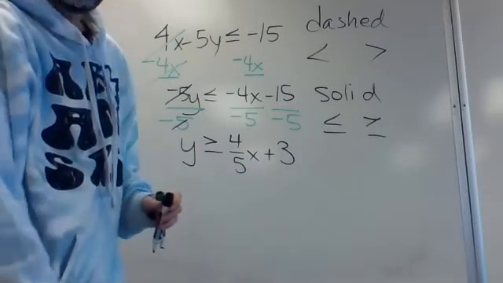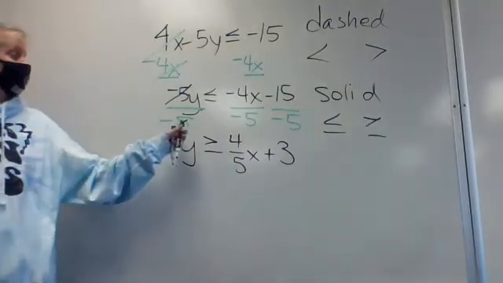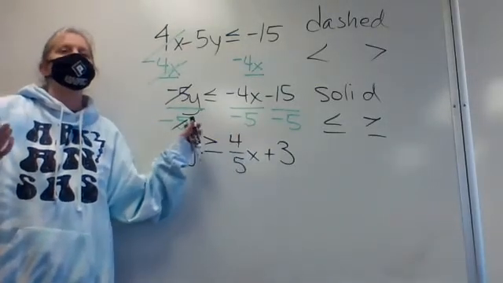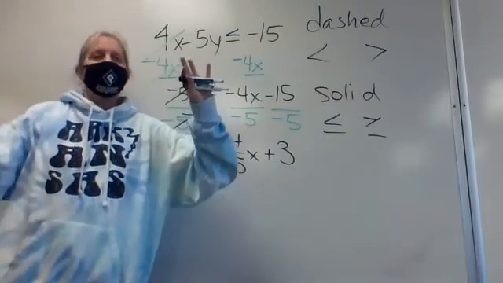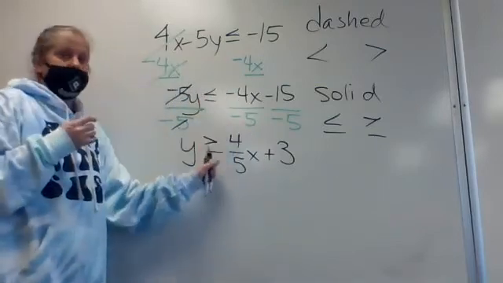Why does it flip? Anytime you divide or multiply by a negative number in an inequality, so I've divided by a negative, that's when this flips around.